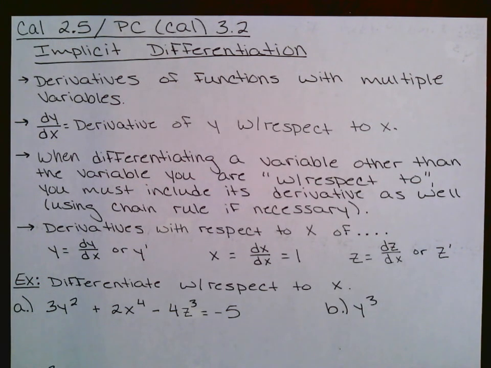Hey guys, for calculus, this is 2.5, and for pre-cal, when we start learning calculus, this comes from 3.2, and it is called implicit differentiation. So before I go in and explain to you guys what implicit is and looks like, I want to give you guys a scenario to understand what we're learning, okay?